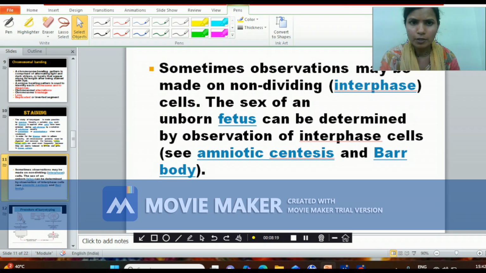Sometimes observation may be made on a non-dividing interphase cell. Sometimes interphase cells are also taken. To check the sex of an unborn fetus, we use Giemsa staining. We can use WBC. The sex of an unborn fetus can be determined by observation of interphase cells, see amniocentesis and Barr body.